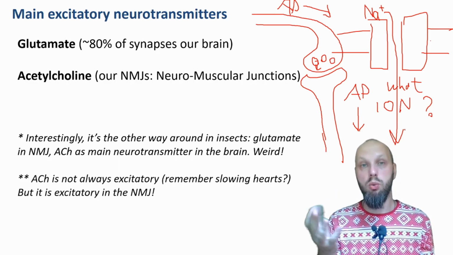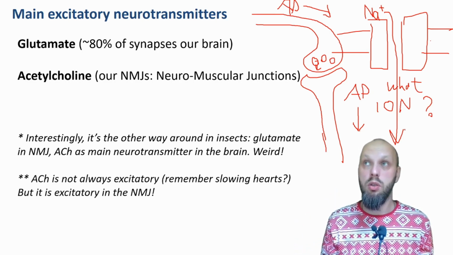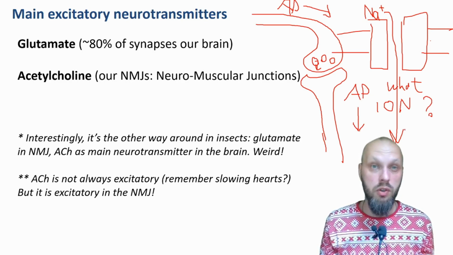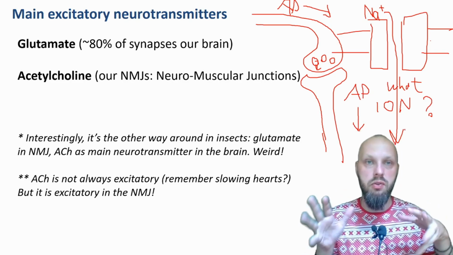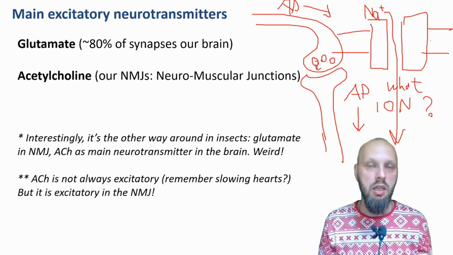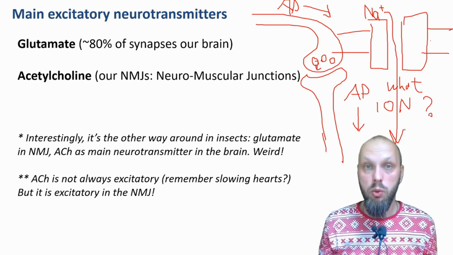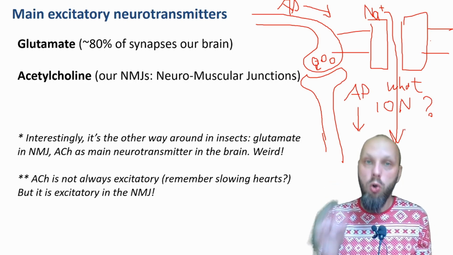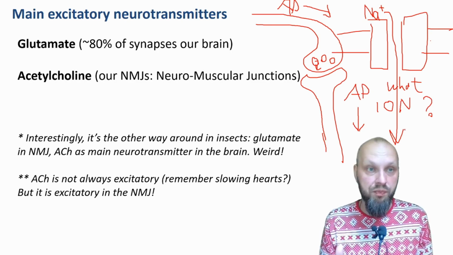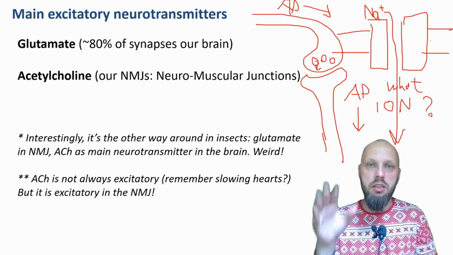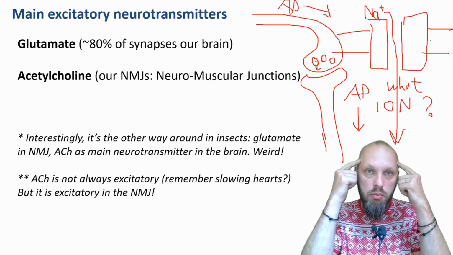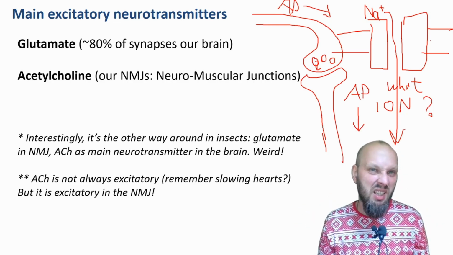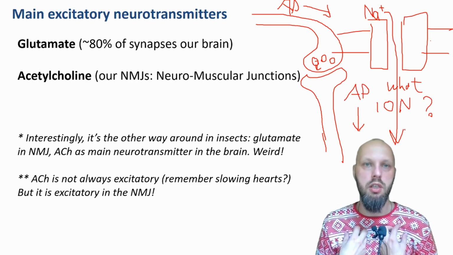Acetylcholine is an important one, especially if you're interested in chemistry and pharmacology and how chemicals affect how your body works. Acetylcholine is not always excitatory. Glutamate is almost always excitatory. With acetylcholine, it's complicated. It's always excitatory in the neuromuscular junction, but elsewhere in the brain, it can be either. And even in the peripheral nervous system, it can be either.